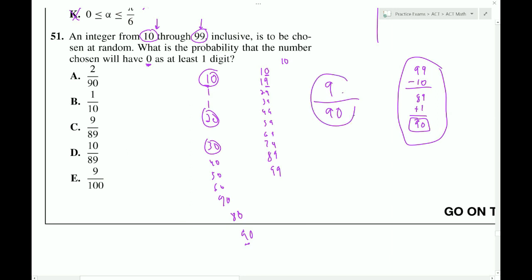So anyway, we're at 9 over 90, which can be reduced, right? This is 9 over 9 times 10. 9 times 1 over 9 times 10. So the 9's cancel, you get 1/10.